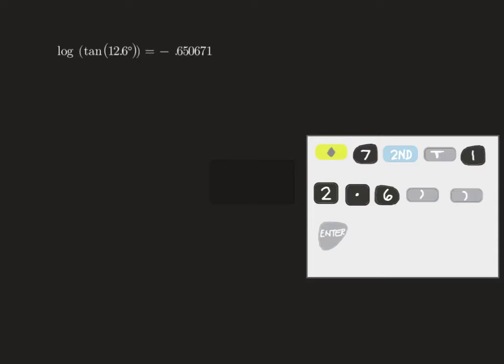And when you put that into the calculator, you will find the answer to be negative 0.650671, or more digits if you have your calculator set slightly differently than mine. But we only need 3 significant digits, or we need to interpret those 3 significant digits into our answer, because since this is a logarithm, we're not going to go with just 3 significant digits. We're going to go with 3 significant digits to the right of the decimal.